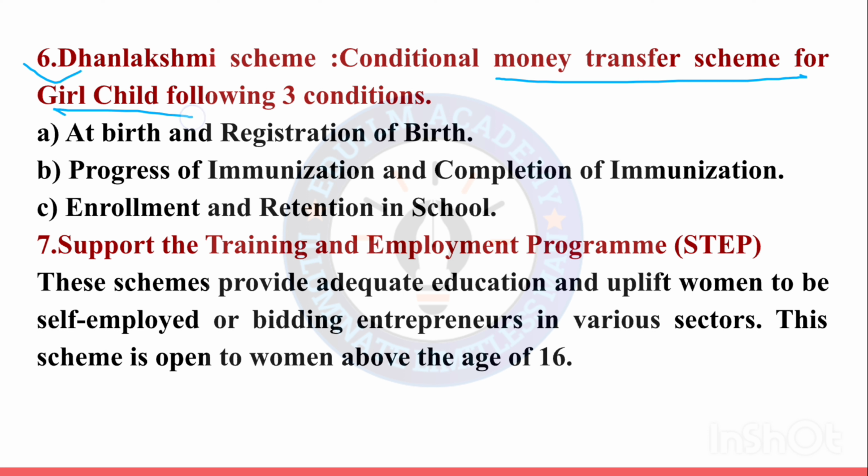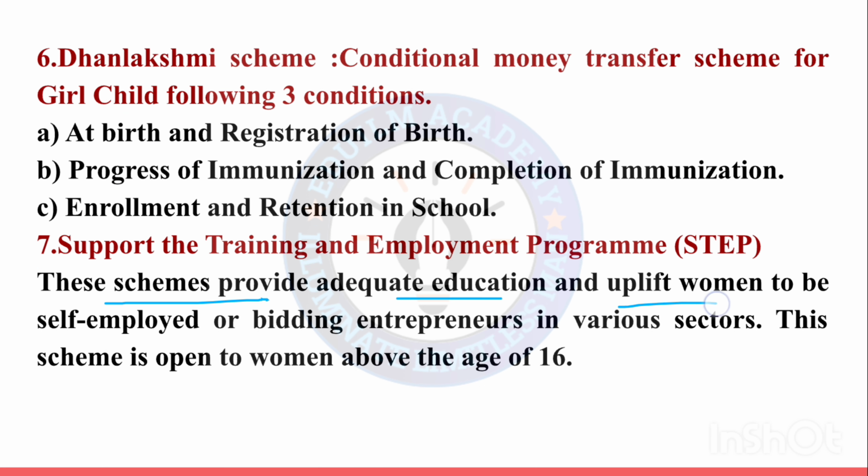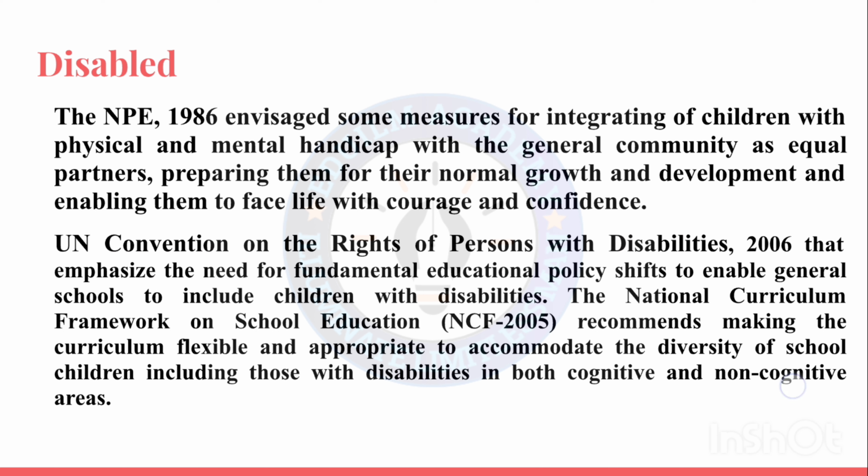Dhanalakshmi scheme. A conditional money transfer scheme for the girl child, following three conditions: at birth and registration of birth, progress of immunization and completion of immunization, enrollment and retention in school, and support for training and employment programs. These schemes provide adequate education and uplift women to be self-employed or budding entrepreneurs in various sectors. This scheme is open to women above the age of 16.